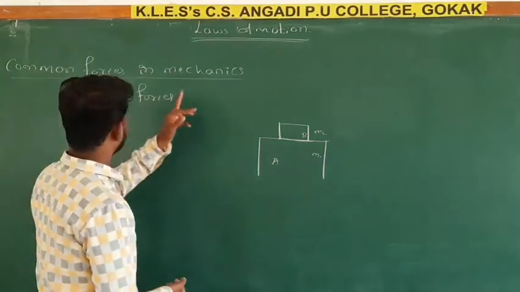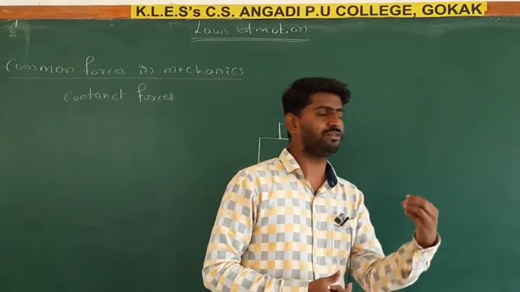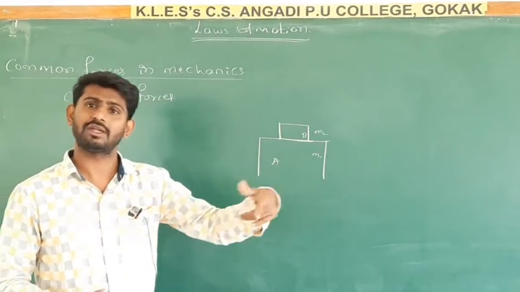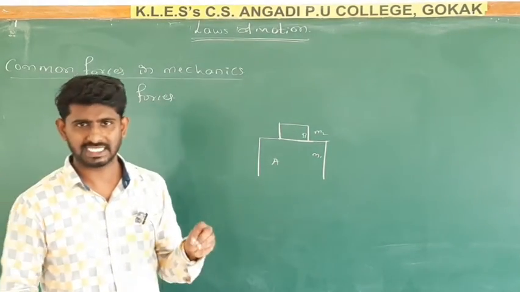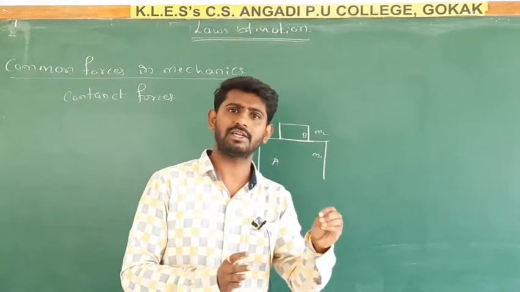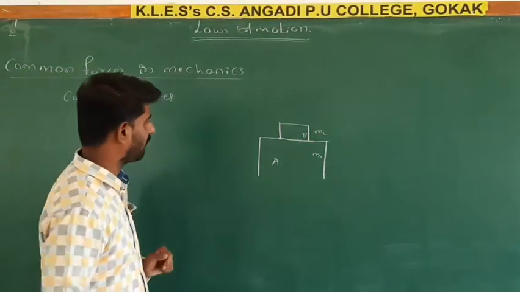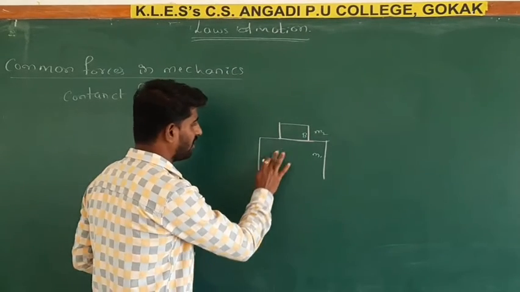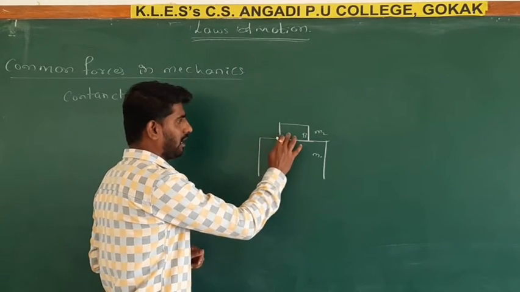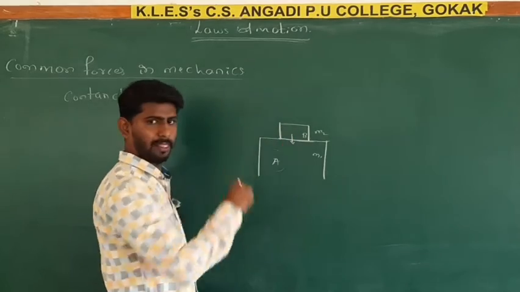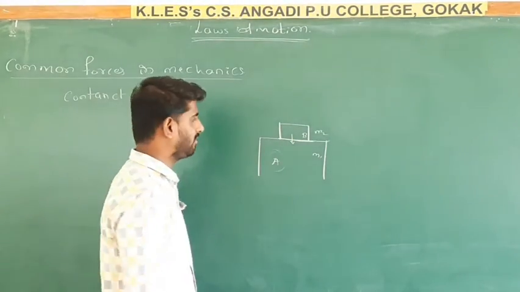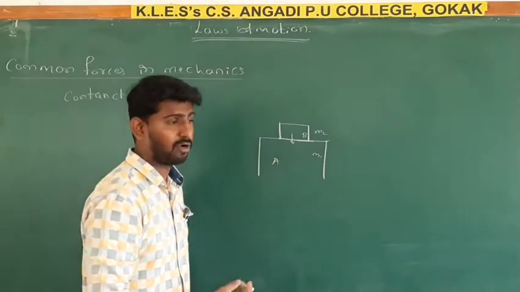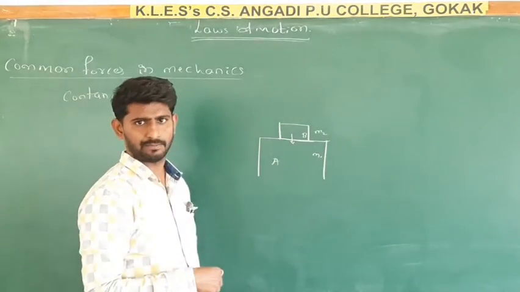Then how do we define a contact force? We can say it is the force exerted on one body due to contact with the other. For example, the force acting on body A is the force exerted by B. Whenever there is contact between body A and body B, only then does body A get some force from B.